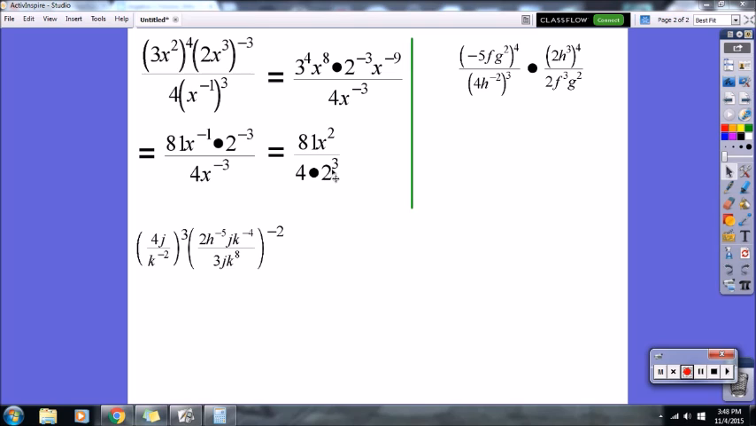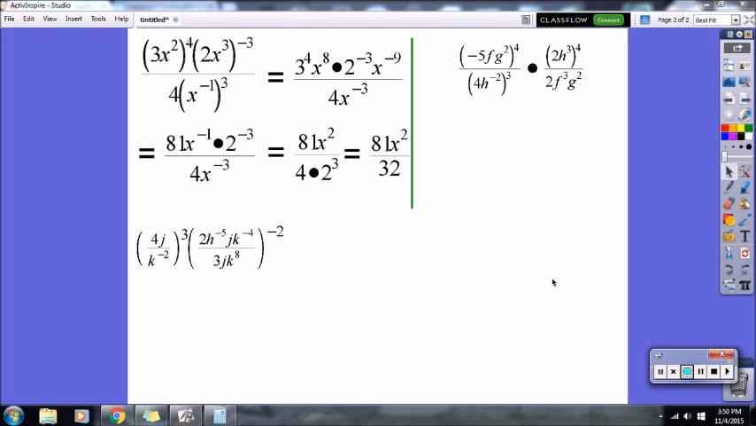The thing to remember with this is when you are following order of operations, exponents are first. So I cannot multiply 4 times 2. I must evaluate 2 cubed first, and then multiply by 4. So 2 cubed is 8, times 4 is 32.